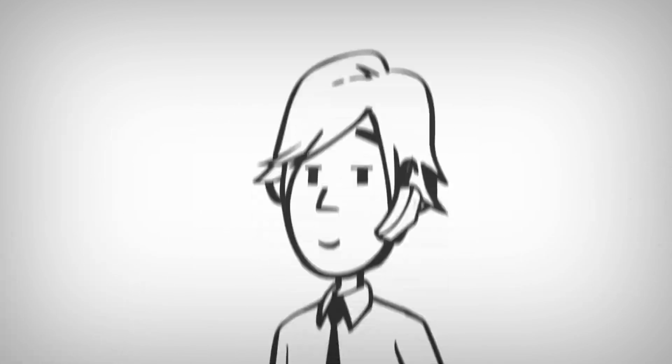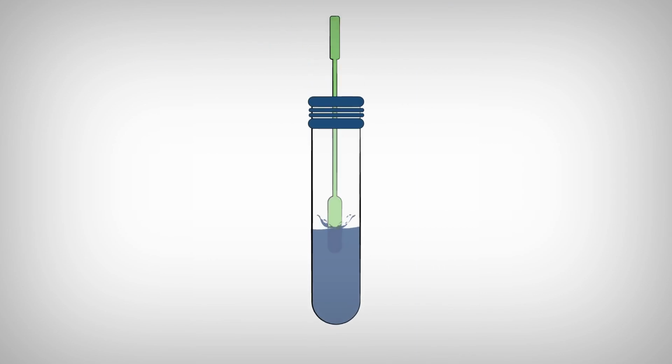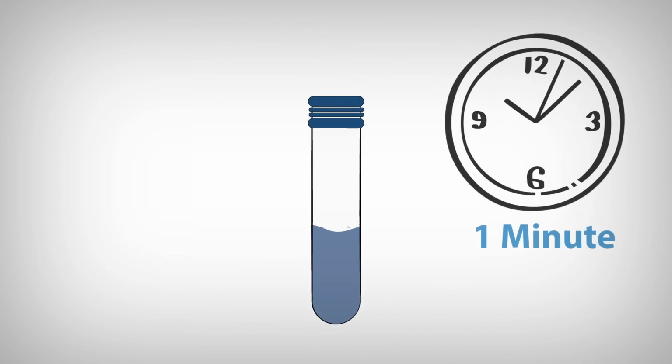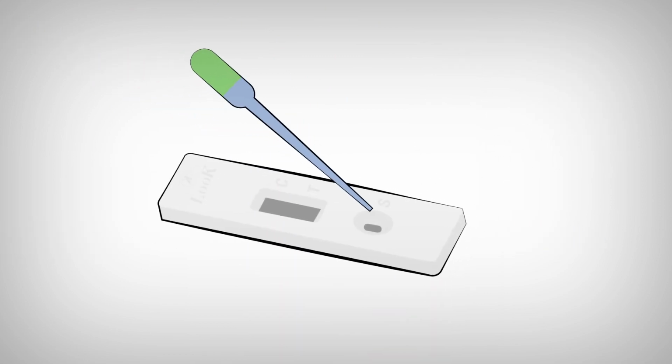Mary takes a nasal sample from John using the nasal swab and then stirs the nasal swab in the small tube that contains the extraction buffer. After 1 minute, she uses the dropper to extract the liquid inside the tube and applies 3 drops in the small window of the antigen cassette.